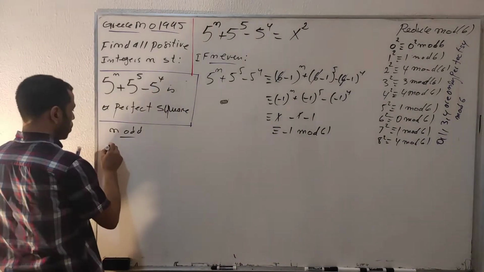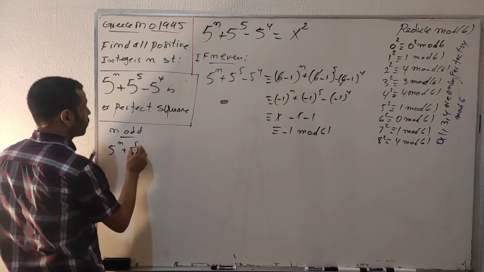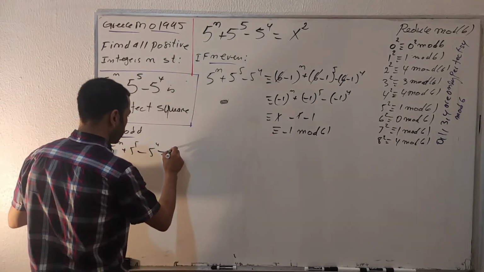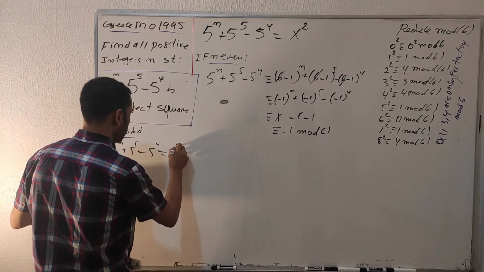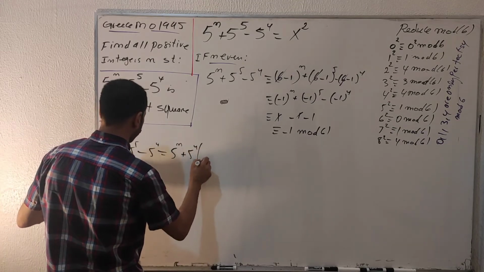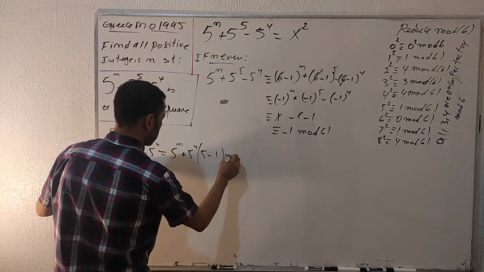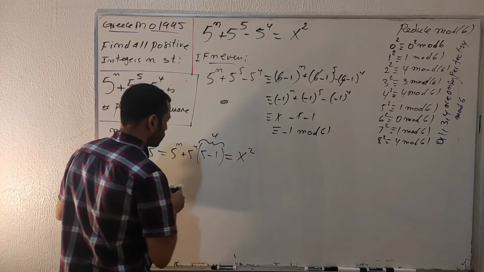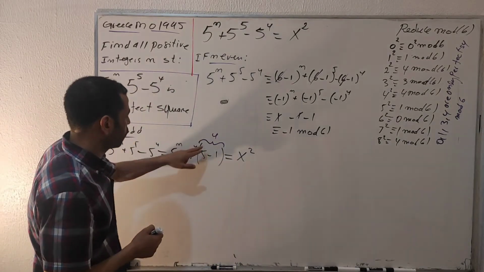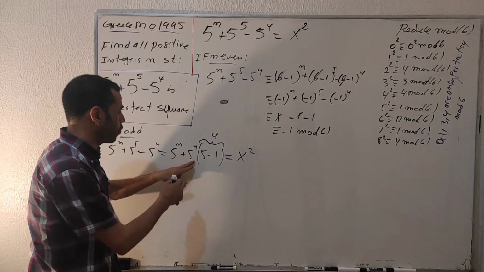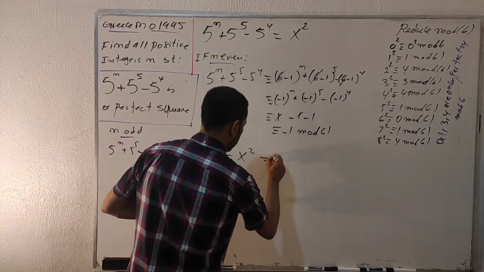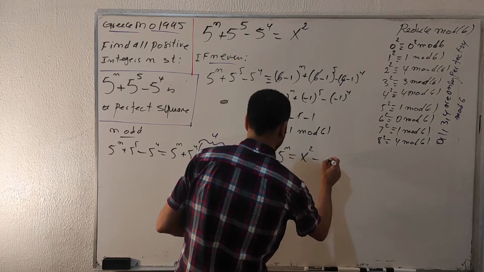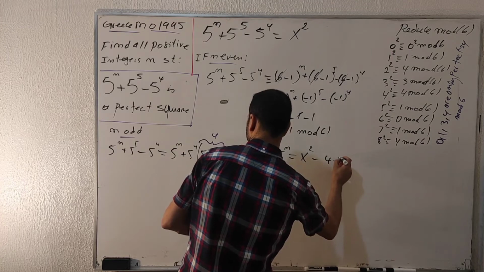Since n is odd, we have 5 to the n plus 5 to the 5 minus 5 to the 4. So I'm going to take 5 to the 4 as a common factor. I will have 5 to the n plus 5 to the 4 multiplied by 5 minus 1 equals x squared. So this one is clearly 4, so I will have 4 multiplied by 5 to the 4. By moving this term to the right, I get 5 to the n equals x squared minus 4 multiplied by 5 to the 4.